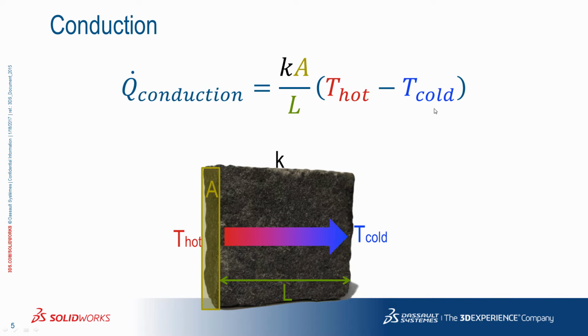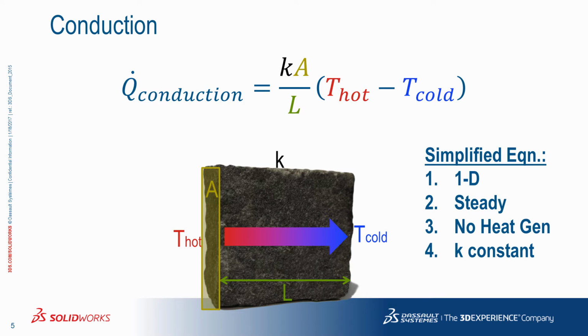Sometimes you might see this equation with a negative sign in the front of it, but that just indicates the direction that the heat flows. By rearranging it to have hot minus the cold, that's already handled within that definition there. So again, this simplified Fourier equation is for a 1D problem, steady state, with no heat generation, and assuming that the thermal conductivity is constant.